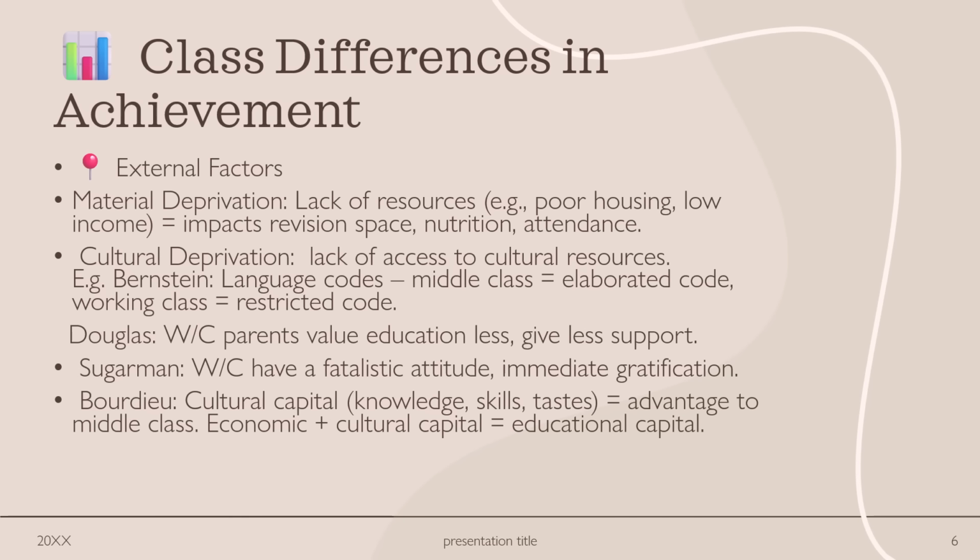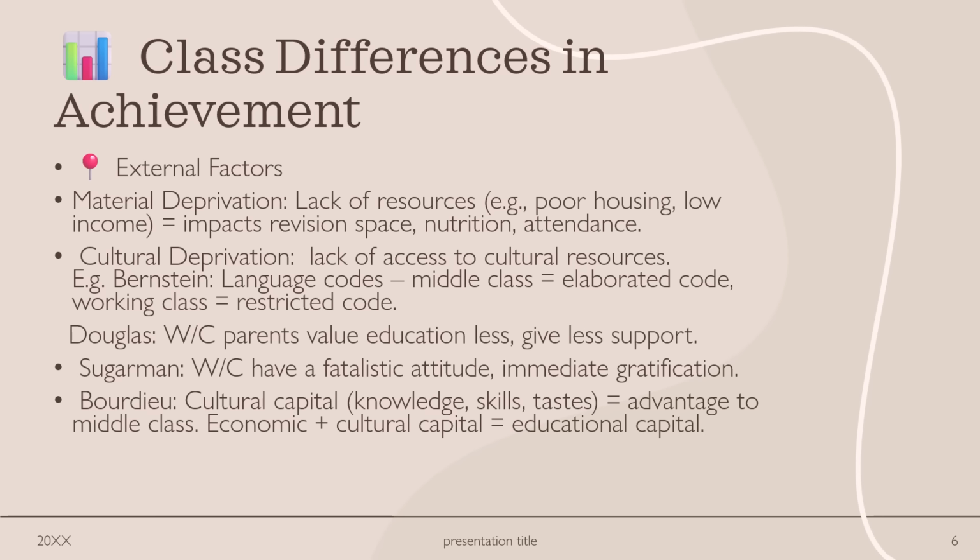And then Douglas talks about parents, which is a big factor because students learn a lot from their parents and pick up on it. So they say working class parents value education less and give less support. Also, Sugarman talks about how the working class have a fatalistic attitude, basically meaning they think their fate is already sealed. And they look for immediate gratification, which is basically that they want rewards now. They don't want to put in the work and get rewards later.